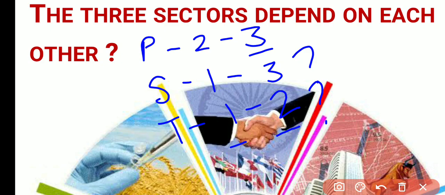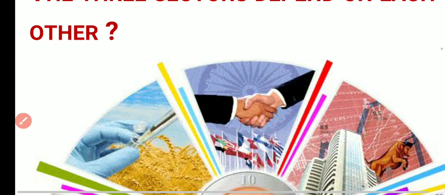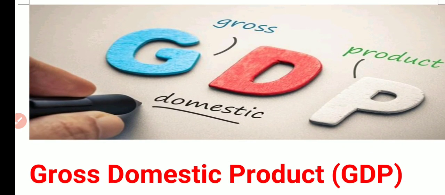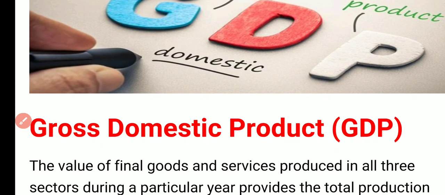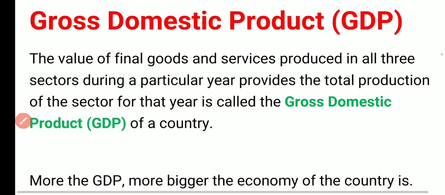So all these three sectors, primary, secondary and tertiary sector, these sectors depend on each other. They can't survive independently. Let's move to our next topic, that is GDP. What is GDP? GDP क्या होती है? GDP means gross domestic product. अब ये GDP है क्या? That is the full form of GDP, gross domestic product.